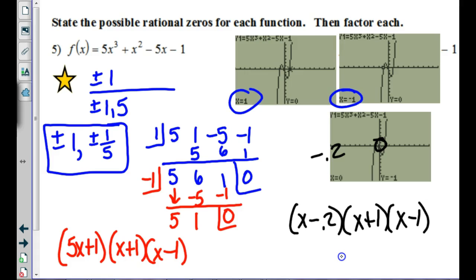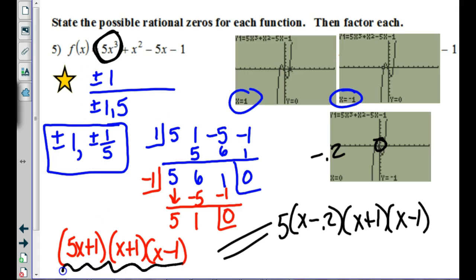Why would I tell you that's wrong and not give you full credit? Because the leading coefficient is what? So you could throw the 5 out here, and these would be equivalent, okay? But you can't leave it off. Make sure at the end your leading coefficient matches. I did it by division, and then the 5 stayed there at the end, okay? But if you do it by graphing, you got to make sure that 5 is out there.